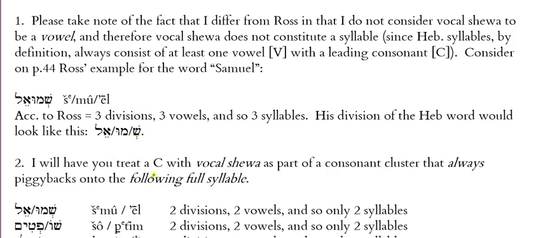I want you to treat a consonant with a vocal shiva not as its own syllable, but rather as part of a consonant cluster that always piggybacks on to the following full syllable. In other words, there's going to be another consonant with a full vowel, and the preceding consonant with a vocal shiva is going to cluster with that full syllable to create a syllable. All right?